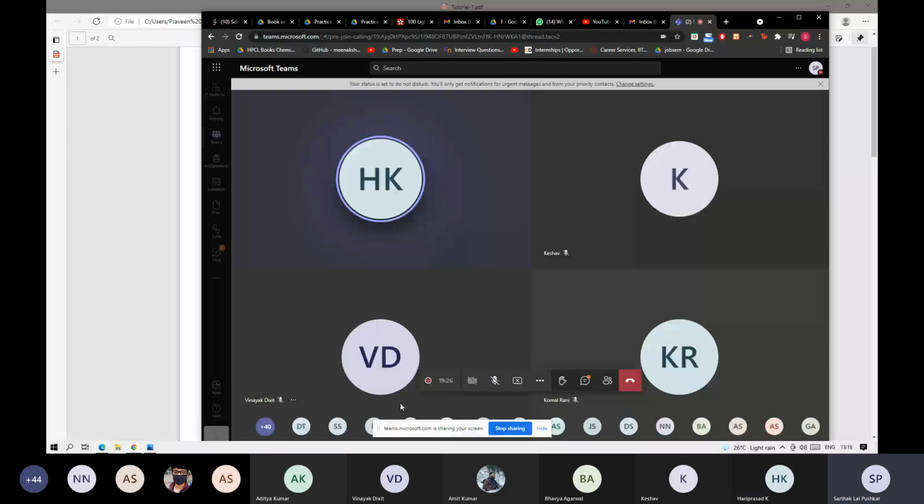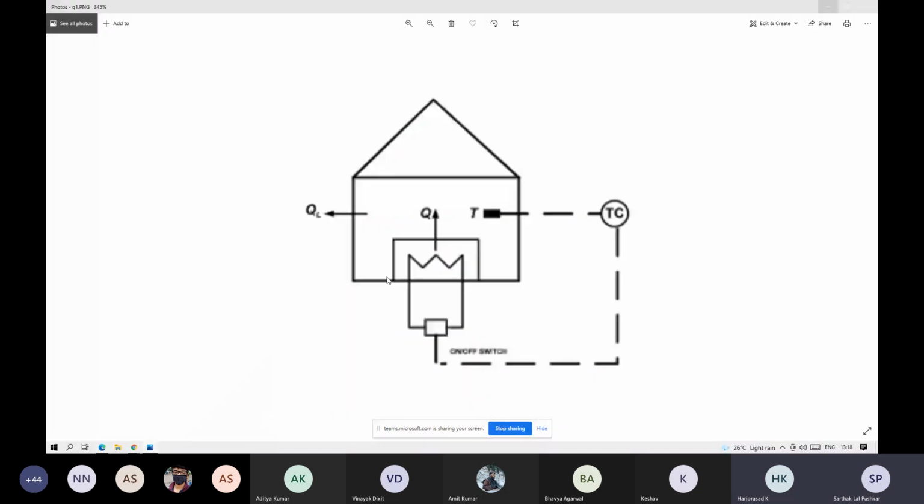So I will share the diagram of the problem. Before we start, do you have any issues in understanding the question that you can speak of first? Otherwise, Sarthak will explain. Sarthak, over to you.